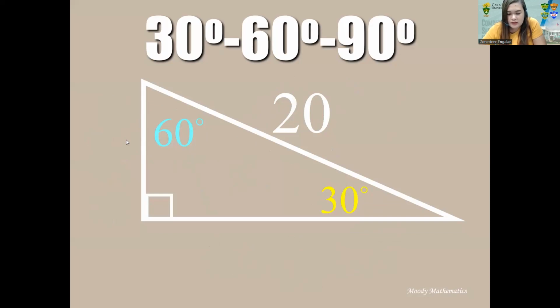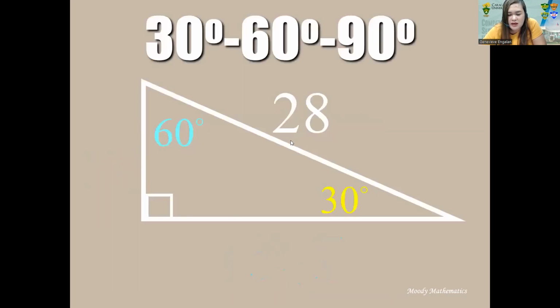Tan square root of 3, ma'am? It should be half. This is the shorter leg, opposite the 30. The shorter leg is half of the hypotenuse, so that is 10. The longer leg, opposite the 60, is 10 square root of 3, half of 20 times square root of 3. The shorter leg is half of the hypotenuse. Okay? So another example. Let's practice.